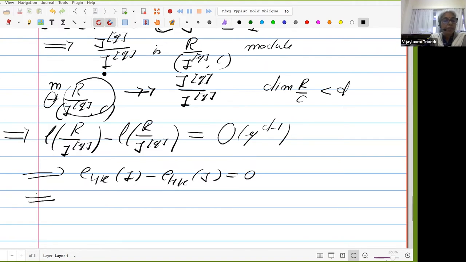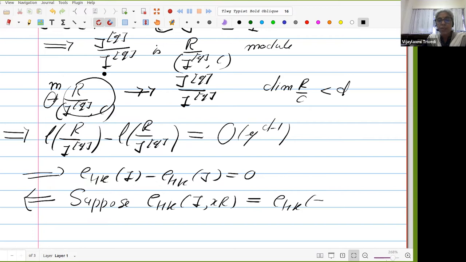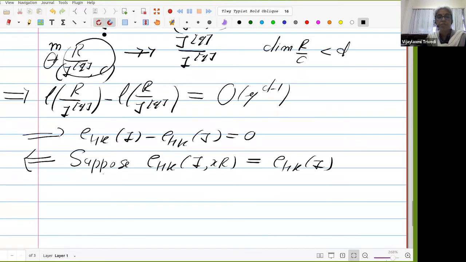How about the converse? I'm not going to prove it, but I would like to mention something. Suppose E_HK of I colon one more element, say x, is the same as E_HK of I. You would like to say that x belongs to the tight closure of I. That will prove the converse.